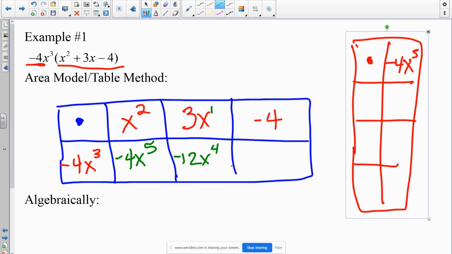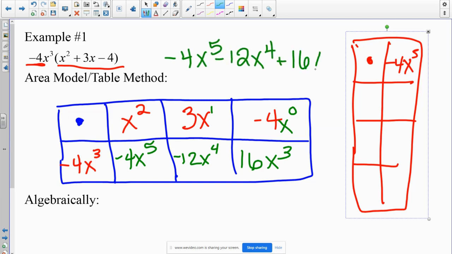Mathematically, this one has negative 4x to the third power, so we're going to multiply the coefficients. So negative 4 times negative 4 is 16. And then x to the third power, this one doesn't have any, so technically if you really want to write that, it'd be x to the 0 power. Add those together, you still get x to the third power. So my final answer using my area model table model is negative 4x to the fifth minus 12x to the fourth plus 16x to the third. So you just take what's in the boxes and you just write it as a polynomial.